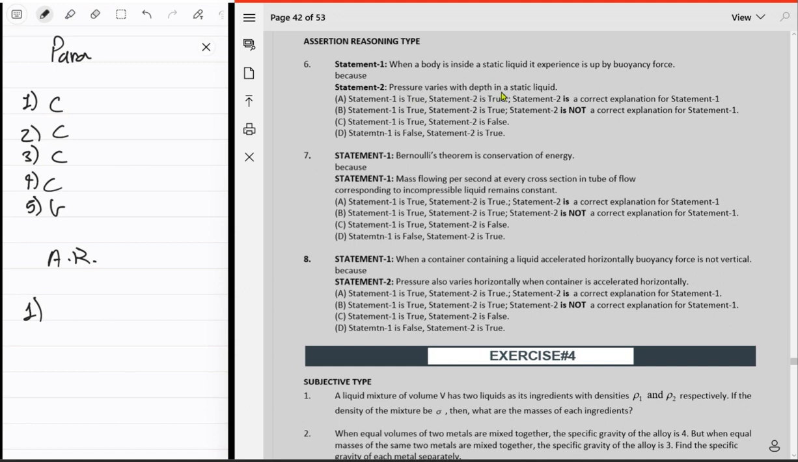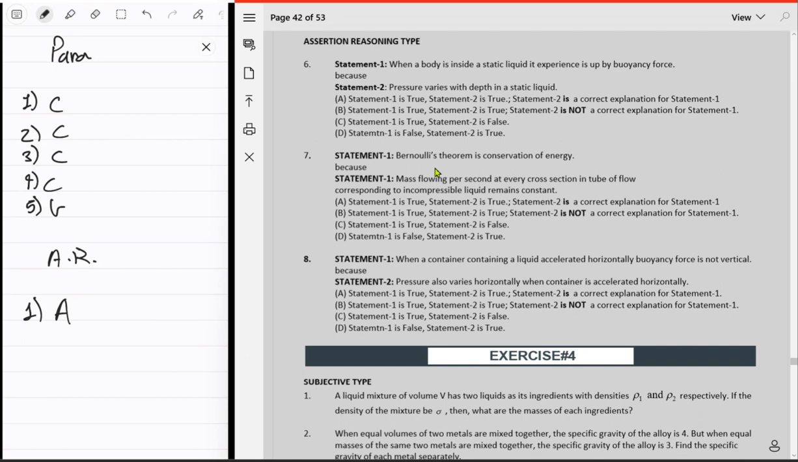Okay, pressure varies with depth in a static liquid. Yeah, that's right. So looks like a correct explanation for that. Yes, it is in fact a correct explanation. So A is correct. I mean, the main reason is that it varies with depth. The other part, like doing the integral correctly, well, that's not important.